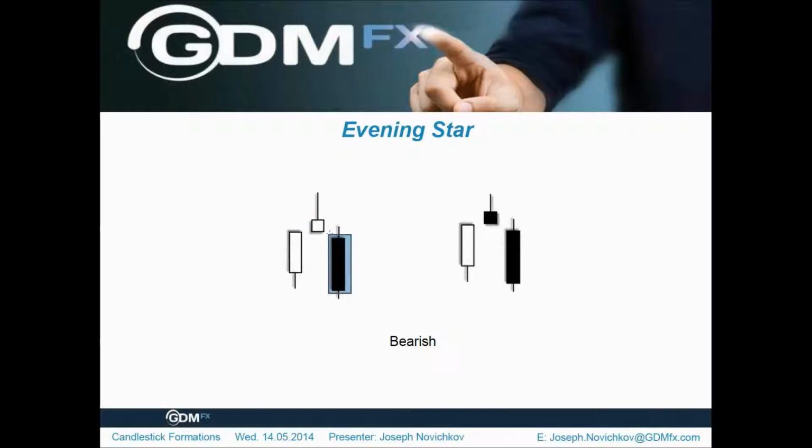In this particular moment, you can see that there is a gap, a slight gap between the opening and the closing of the previous sessions. So the next one on the right, you can see a very long white candlestick real body, followed by a small black candlestick real body. And the third session that confirms that this is an evening star closes with a very long black candlestick real body. This is an evening star, a very powerful reversal, a very powerful reversal.